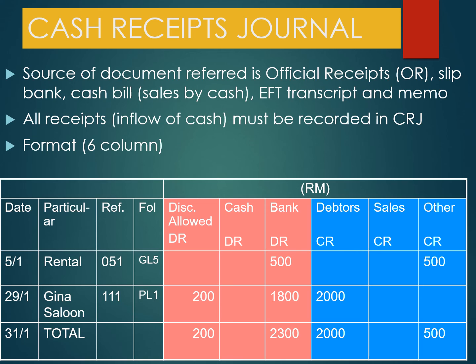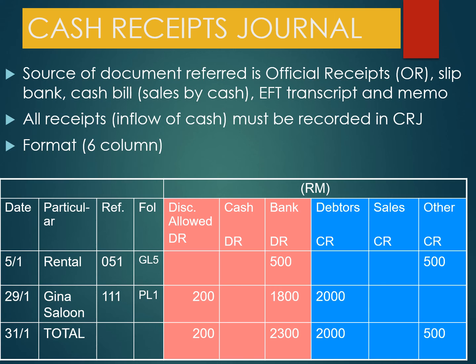The reference can be the cash bills reference, electronic fund transfer transcript references, or the official receipt number. Folio column is optional. You may leave it out because the folio will tell you where it goes. For example, the rental bill goes to the general ledger, and the payment from customer is supposed to be SL, sales ledger 1.